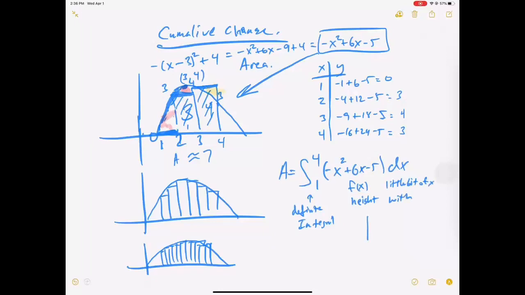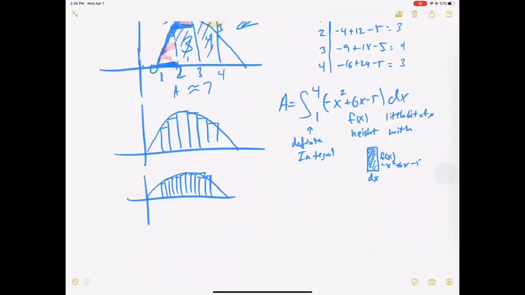So really what we're multiplying is f of x, which is negative x squared plus 6x minus 5, by dx. And that gives us little rectangles. Well, how thick are these rectangles? dx is really small. Well, this S, we talked about it in one of my last videos, that's like the S for sum. So we're going to sum up all my rectangles to give us our total area.